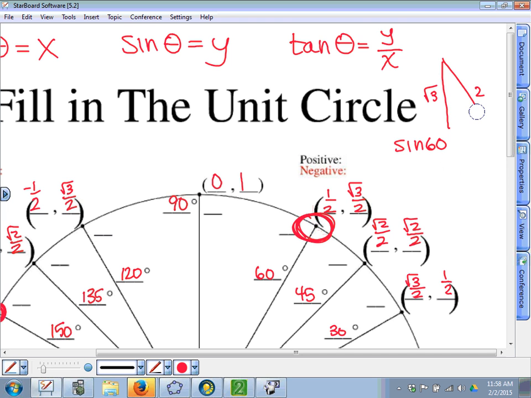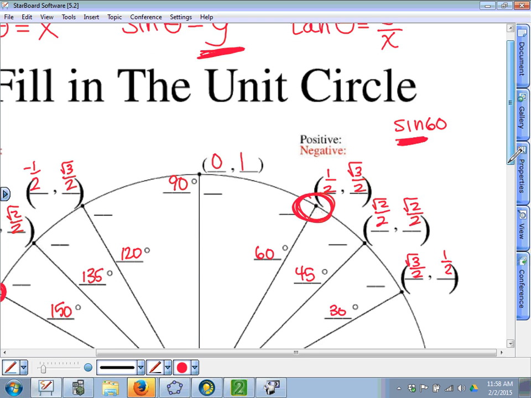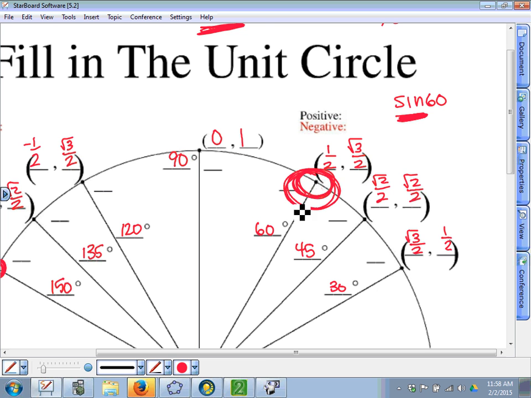Well, check it out. Using the unit circle, what is the sine equal to on the unit circle? It's equal to y. So go to 60 degrees, which is right here. And what's the y value? Square root of 3 over 2. Okay? You don't have to use special triangles. You just have to remember that cosine is x and the sine is y. Okay?